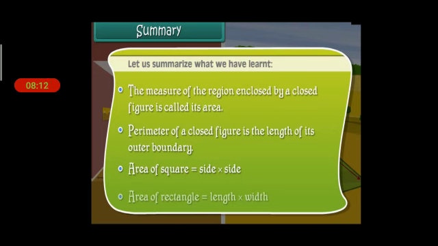So students, let us summarize what we have learned. The measure of the region enclosed by a closed figure is called its area. Perimeter of a closed figure is the length of its outer boundary. Area of a square is equal to side into side and area of a rectangle is equal to length into width.